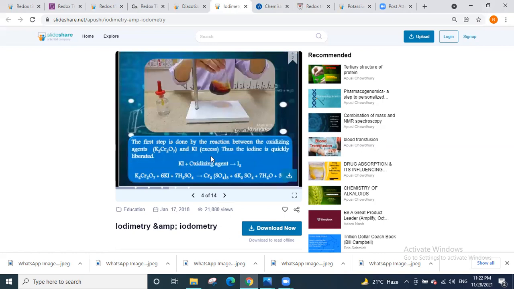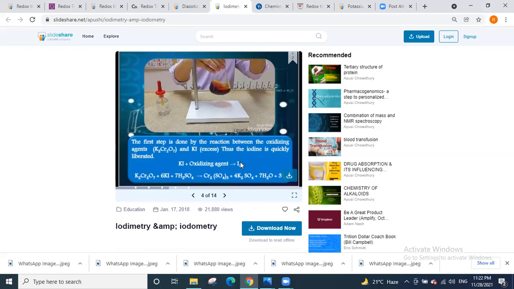This is the practical determination: the first step is the reaction between the oxidizing agent, potassium chromate, and potassium iodide, which is a primary standard. Both of these two are primary standards. So the liberated iodine is a very quantitative one. Potassium iodide reacts with an oxidizing agent and converts into iodine.